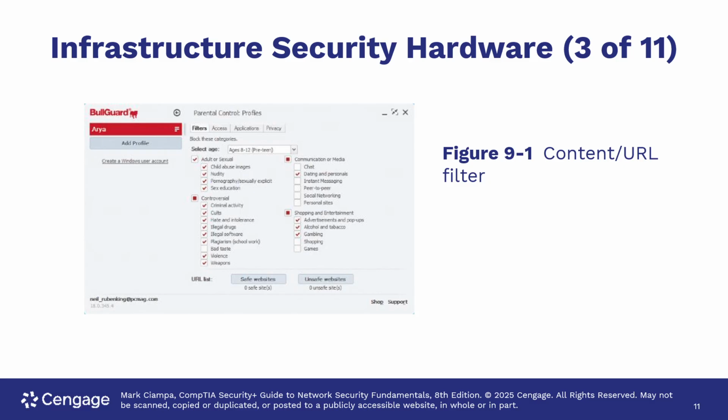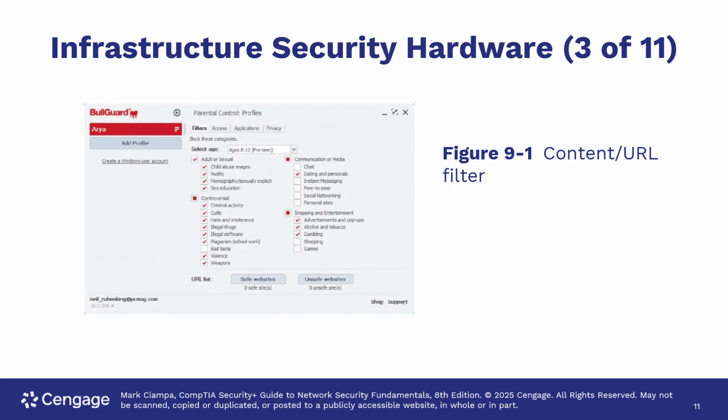So here's an example in a firewall, or from a firewall program. This is your content URL filter. Okay, so you can see what they're doing is they're building this policy based off of web pages or URLs. It says, okay, is this an adult or sexual? Is this controversial? Is this communication or media? Shopping, entertainment? And you can check all those things that are allowed.